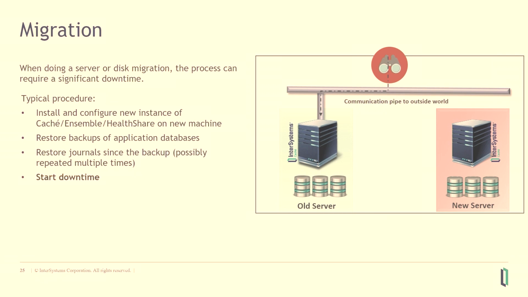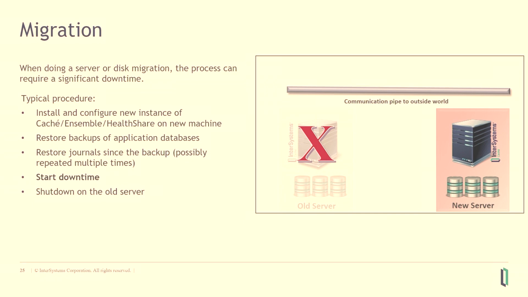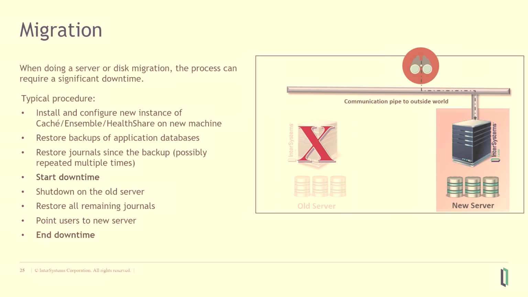So then, when it's time to finally cut over, you'd start a downtime, shut down the old server, and then restore all the remaining journals, because there's going to be some, even if it's just part of one. And then you'd point your users to the new server, and then you'd be good to go. And this is kind of what it looks like normally. And now I want to talk about what it looks like if you add mirroring into the picture.